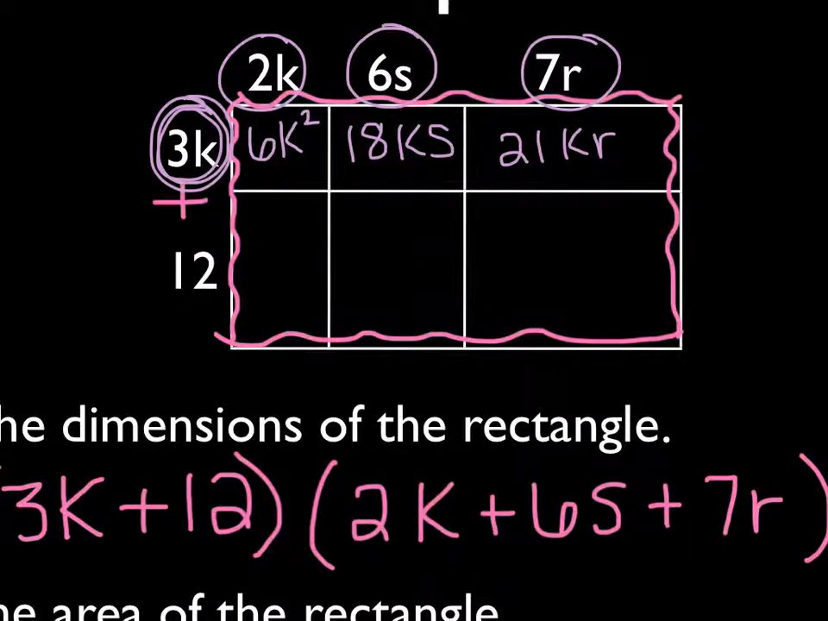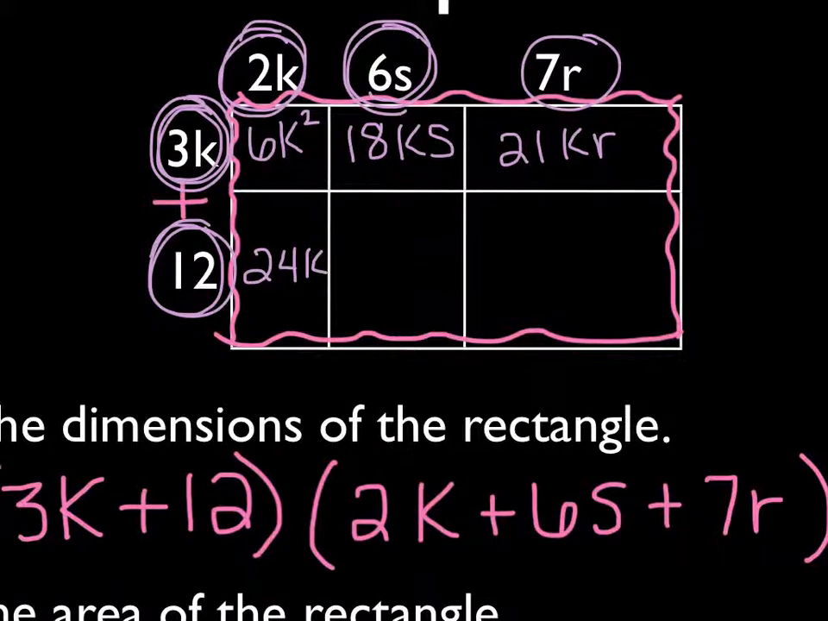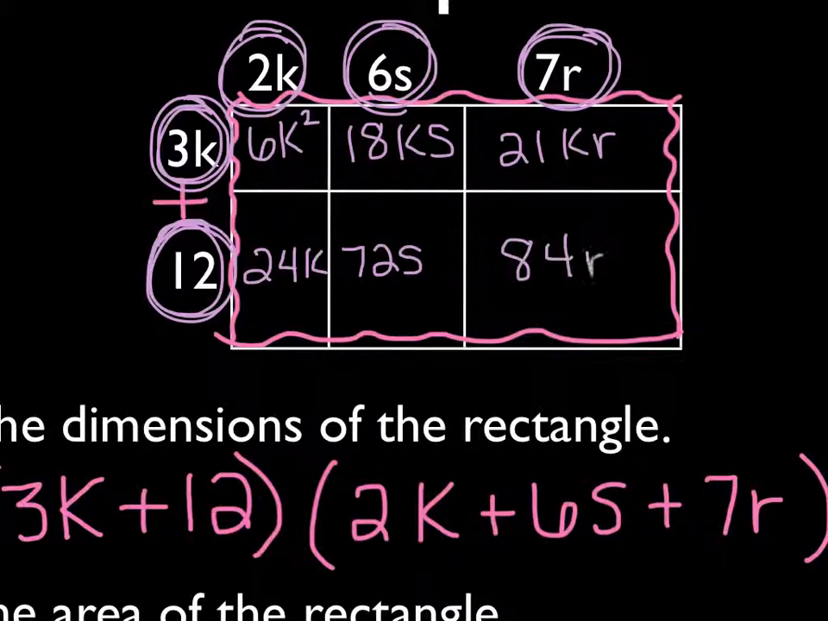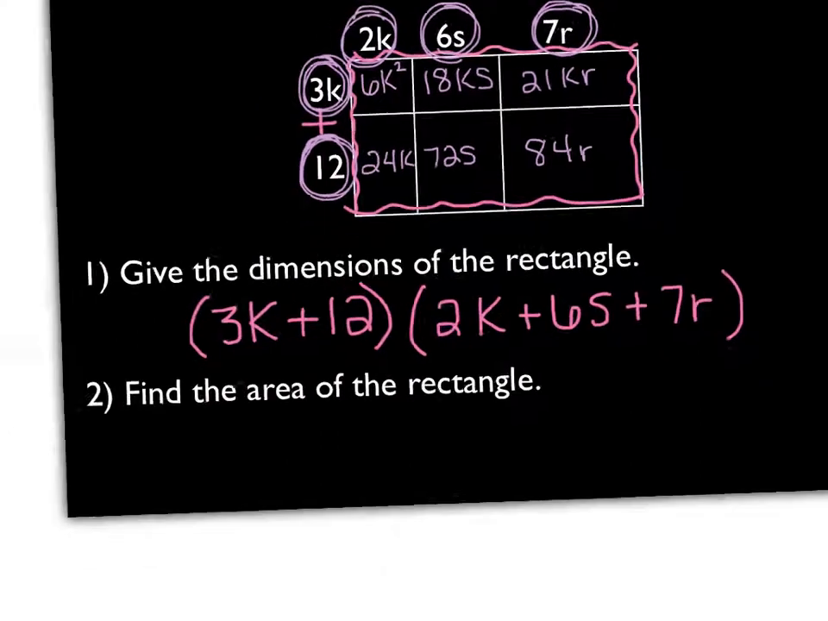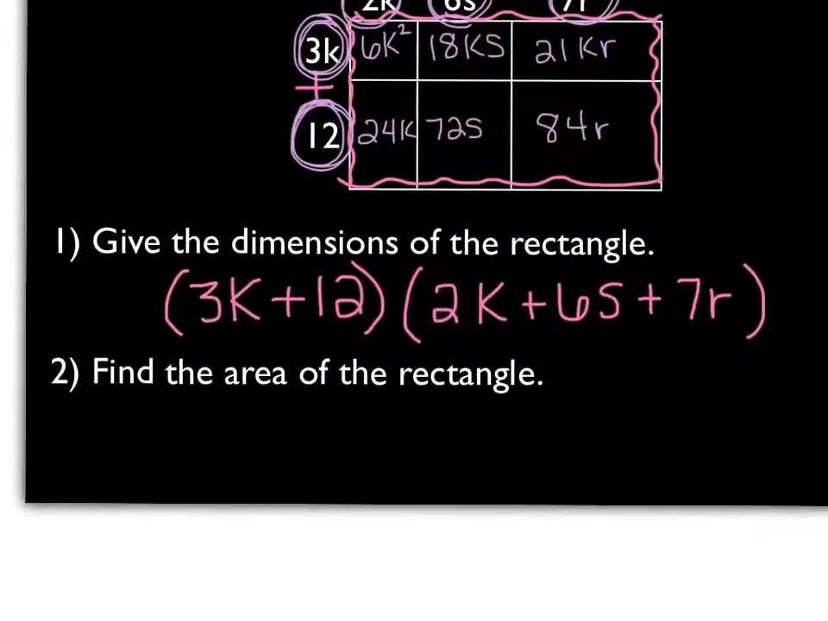Okay. 12 times 2K. 24K. 12 times 6S. 72S. And 12 times 7R. 84R. Good. Anything here that can be combined? I don't think so. Unless you see something I don't. So when I go to write my final answer for my area, I'm just going to combine all of those.